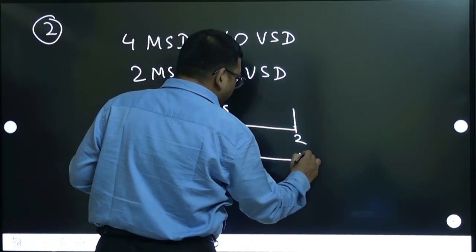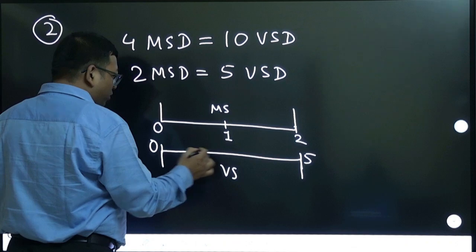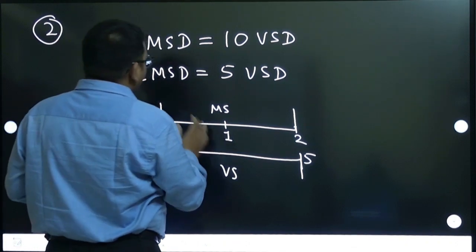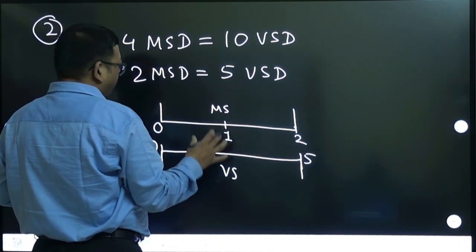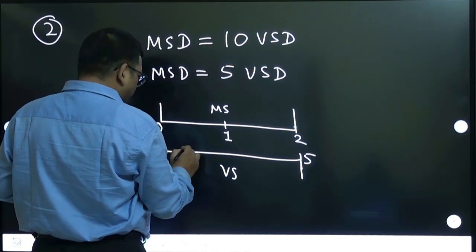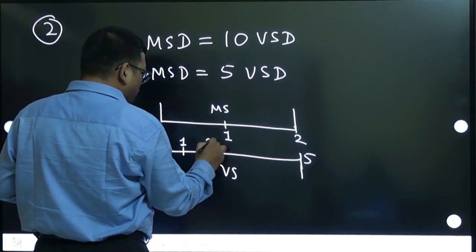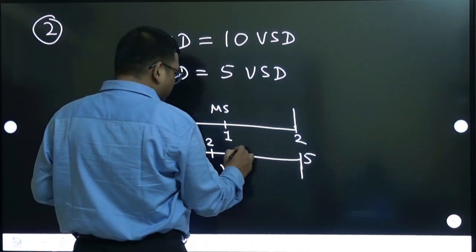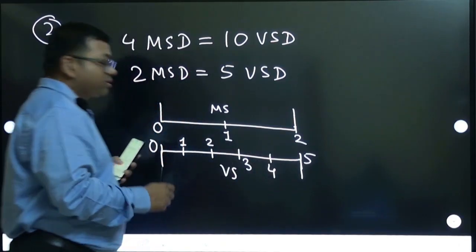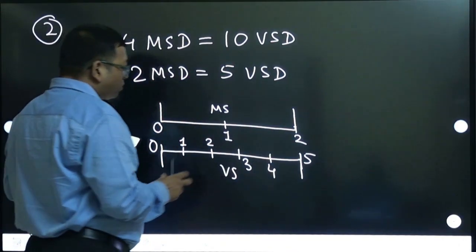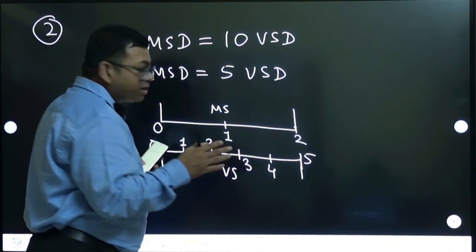Now note that when you are going from here to here, if you take 1 MSD, 1 MSD is near to 2.5, correct? So if I take this as 1 here, this is nearly 2, this may be 2.5, then this may be 3, this may be 4, like this. Now try to understand what is called least count.